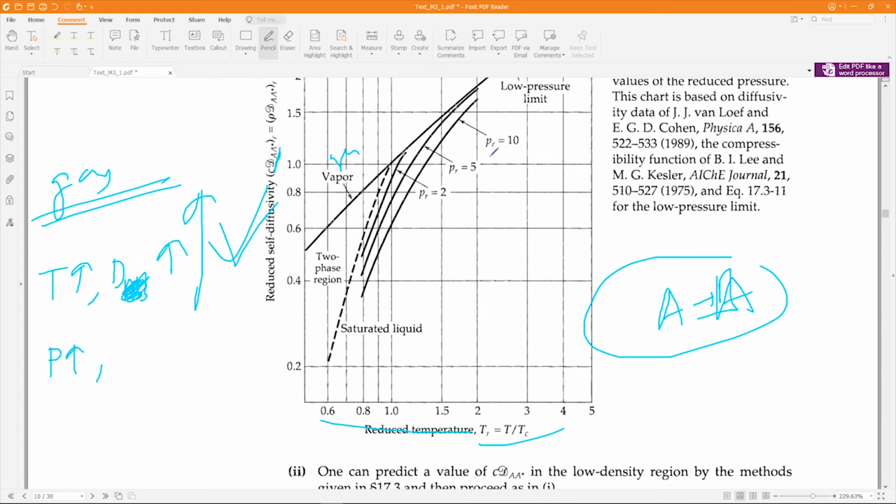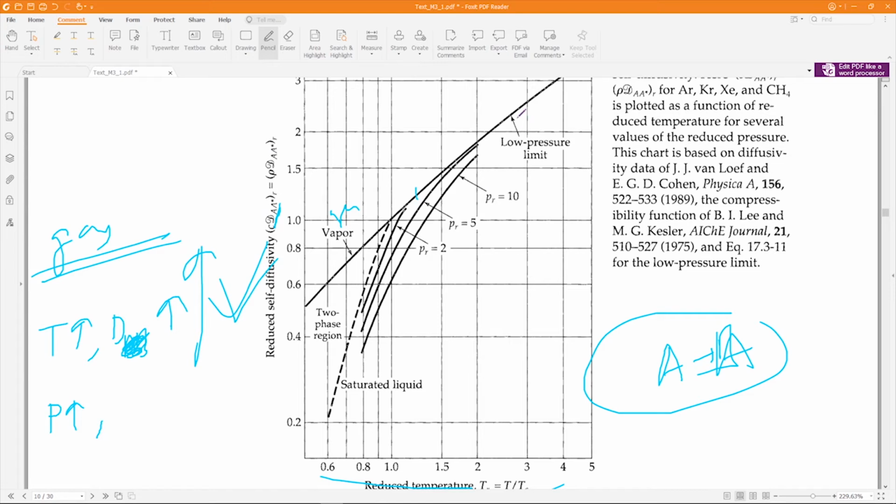So you have to check here. We have different lines, this one at different pressure. If you say low pressure limit, this is at reduced pressure of 2. This is at reduced pressure of 5. This is reduced pressure of 10. So pressure is increasing in this direction. Okay, so let's fix the temperature. Let's say fix this temperature.